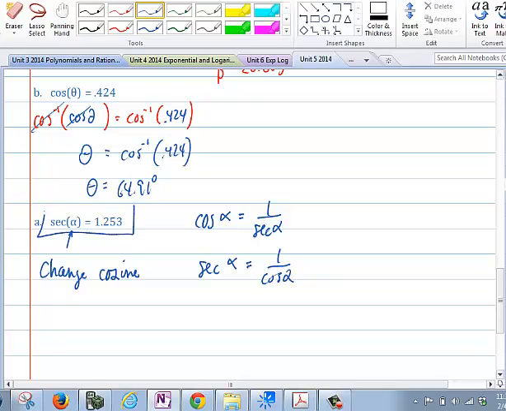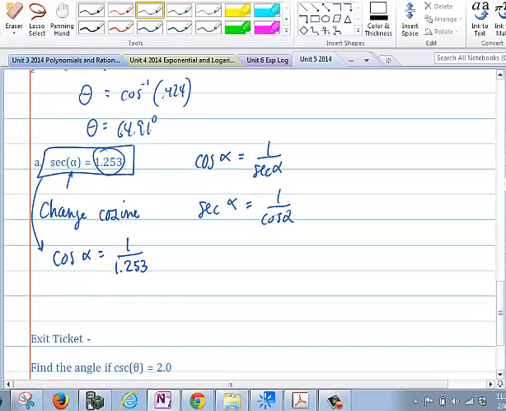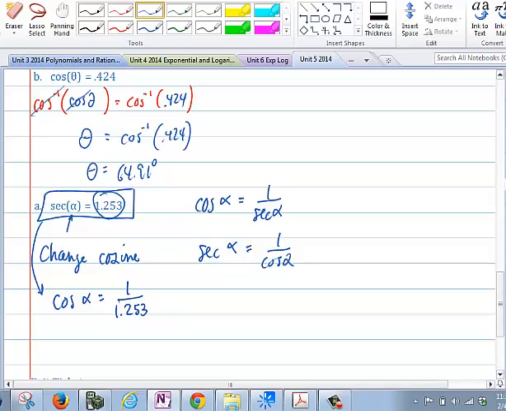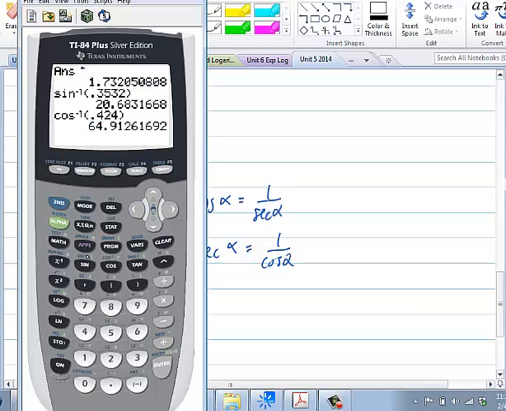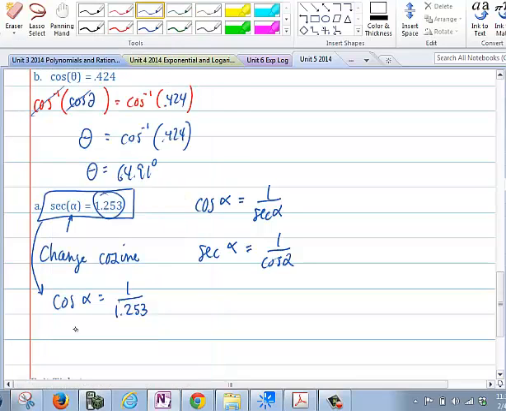So what we have to do with this problem is rewrite it as cosine of alpha is equal to 1 divided by 1.253. That would be the reciprocal of that. We calculate that value: 1 divided by 1.253, and we get 0.7980. So cosine of alpha equals 0.7980.